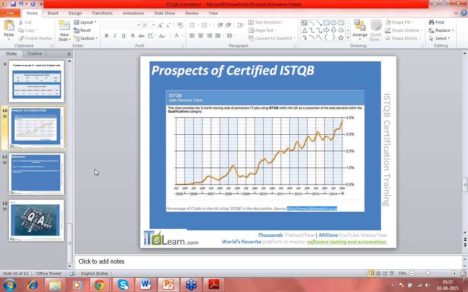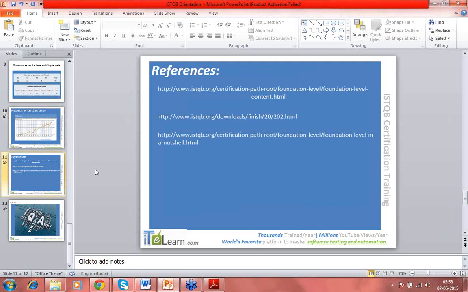And this is just one of the job sites, basically IT jobs watch.co.uk, the primary source from where I captured the prospects of certified ISTQB. It's checked from 2000, analyzed from 2005 to close to January 2015, and this graph shows how companies are preferring the ISTQB certifications, right? So this is what we understood in the orientation, followed by the references.